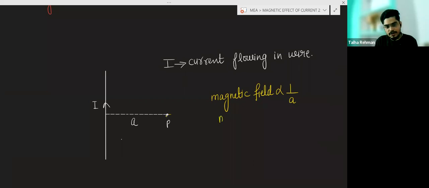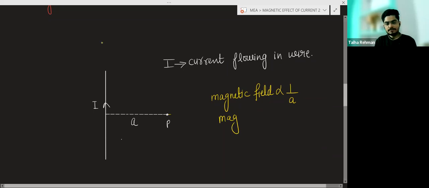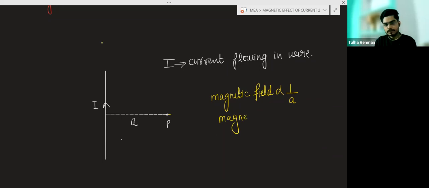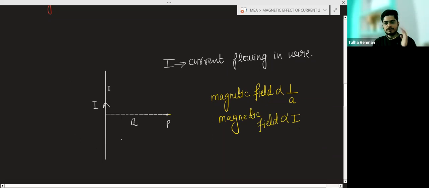And one more thing, the magnetic field due to a straight current carrying wire is directly proportional to the current flowing in the wire. The more current flows in the wire, the more will be the magnetic field at any point around the wire.